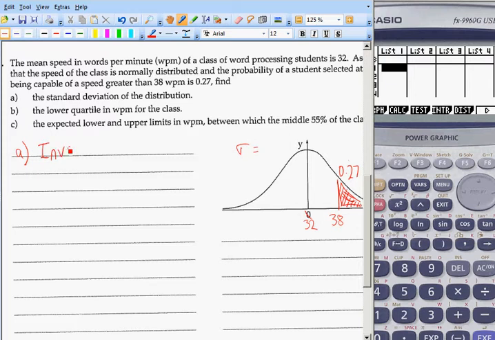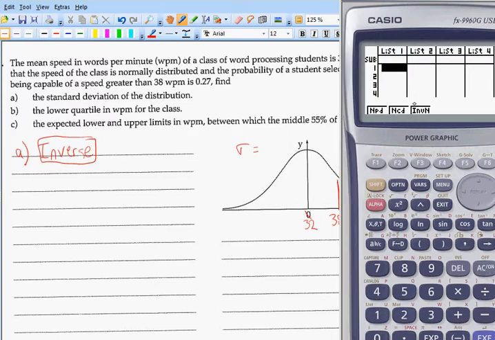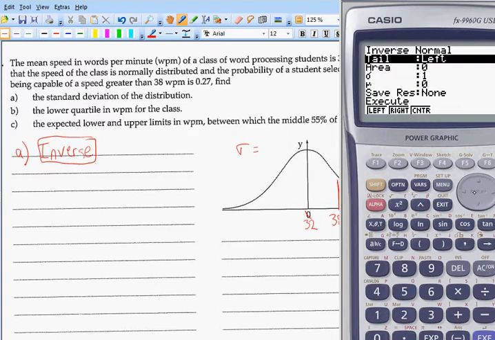We're going to have to work backwards again. We've been given the probability, we have to go backwards to find an unknown, and in this case we're finding the standard deviation. So we come over to the graphics calculator, distribution normal, inverse, and start entering. This is a right tail one. The area is 0.27.